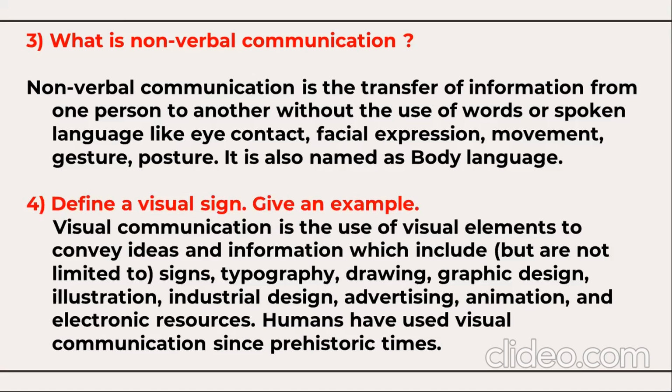Now, define a visual sign, give an example. Visual communication is the usage of visual elements to convey ideas and information, which include sign, typography, drawing, graphic design, illustration, industrial design, advertising, animation, electronic resources. Humans have always used visual communication since prehistoric times.